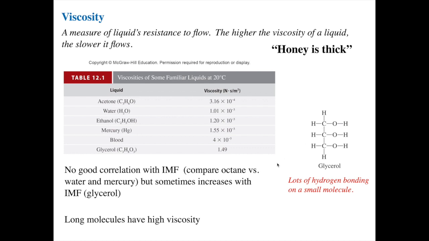As a matter of fact, another known variable is that long molecules have a higher viscosity. So as you make molecules longer and longer, if they're in the liquid phase, they may result in a viscous liquid because the long molecules might wrap around one another and have a more difficult time sliding past one another.